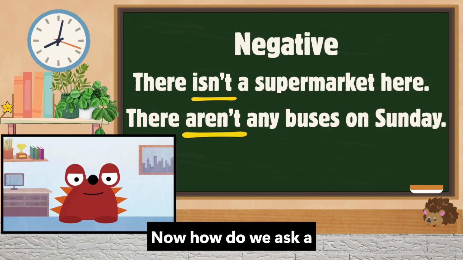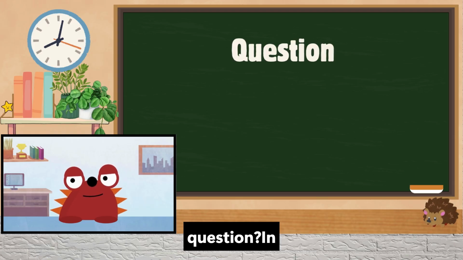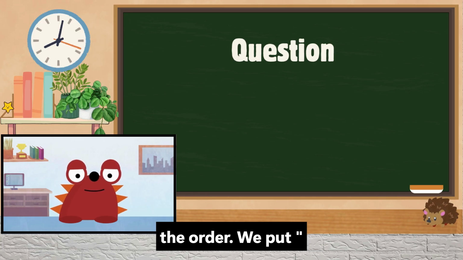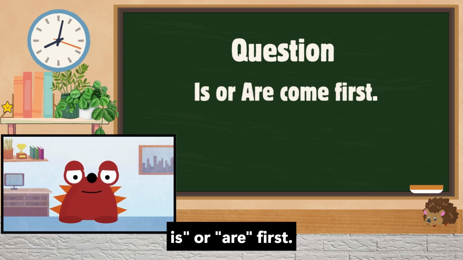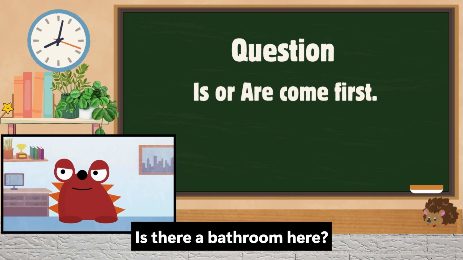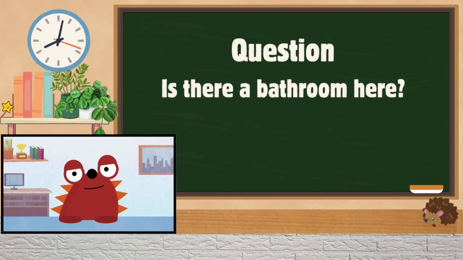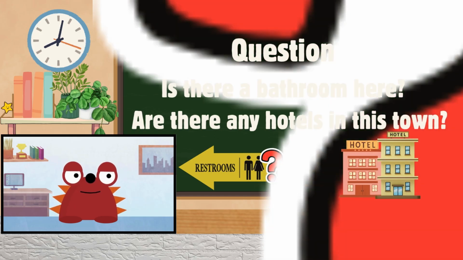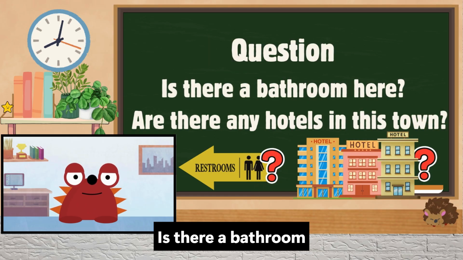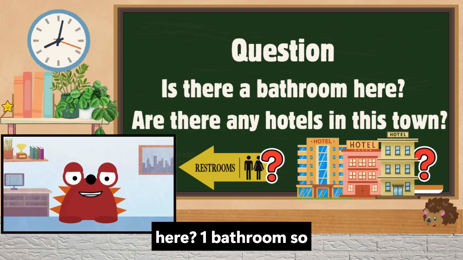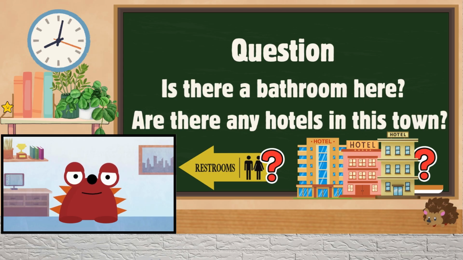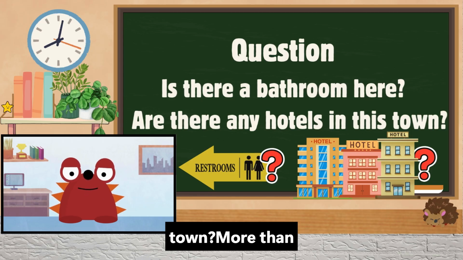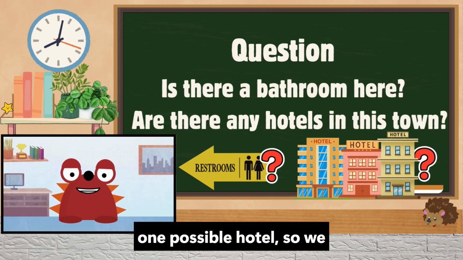Now, how do we ask a question? In a question, we change the order. We put is or are first. Is there a bathroom here? Are there any hotels in this town? Is there a bathroom here? One bathroom. So we use is. Are there any hotels in this town? More than one possible hotel. So we use are.